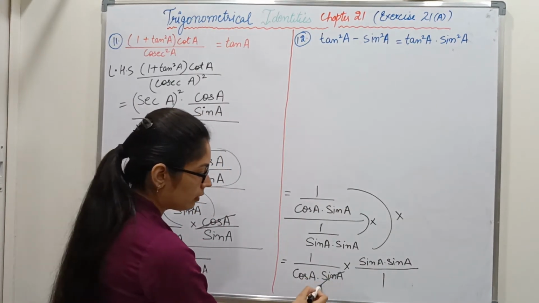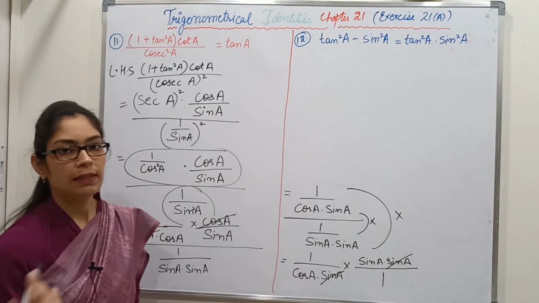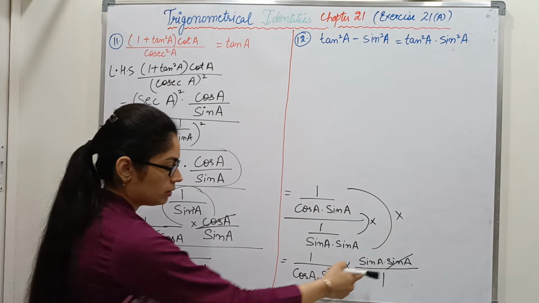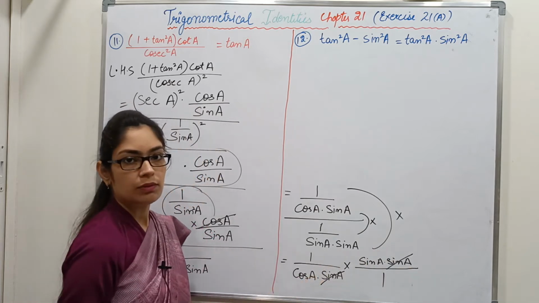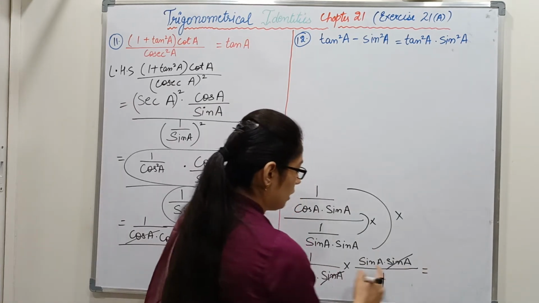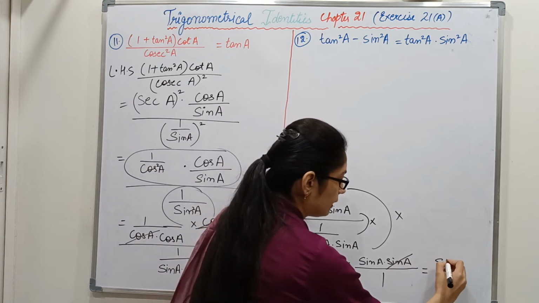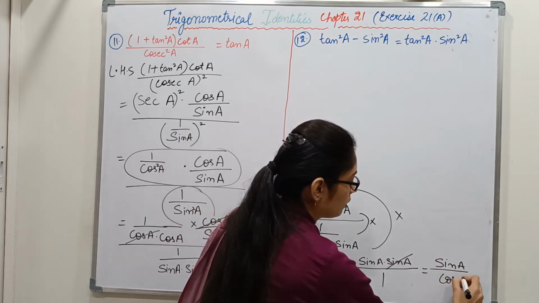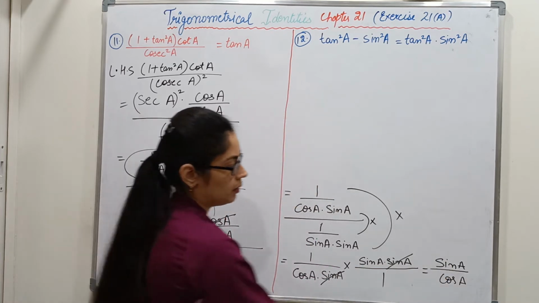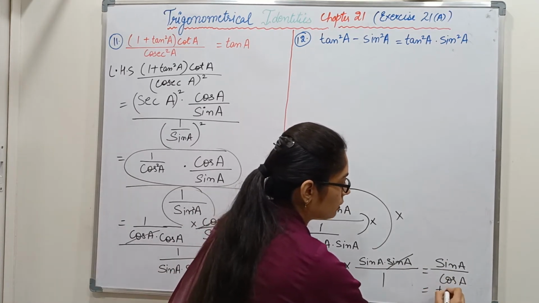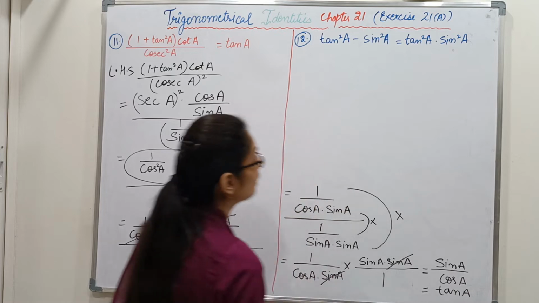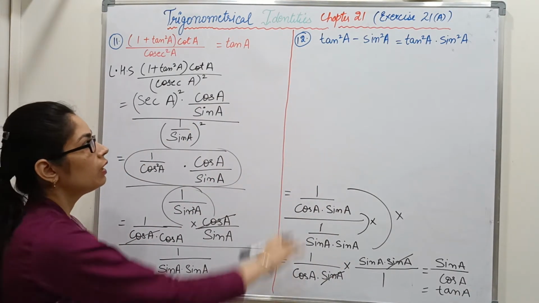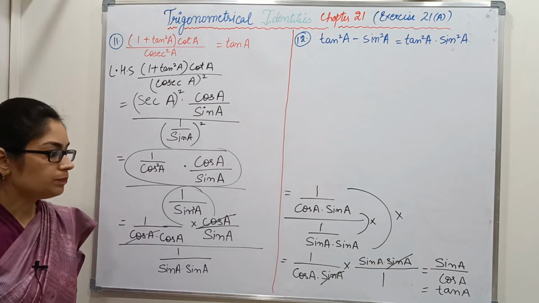1 sin and 1 sin, all multiplicative terms, up and down we can do cancellation. Sin will get cancelled with sin. Now sin A into 1 is sin A, and cos A into 1 is cos A. So that's what we needed, because sin by cos is equal to tan A, and this is what our right hand side is, hence proved. Now let's do the 12th question.